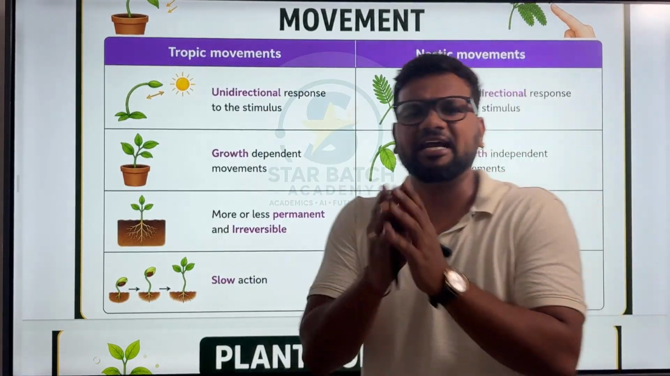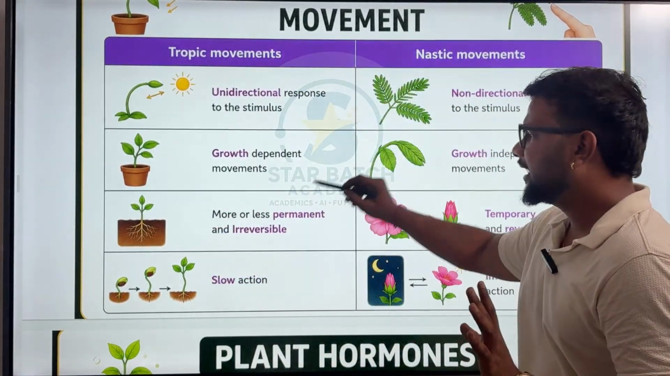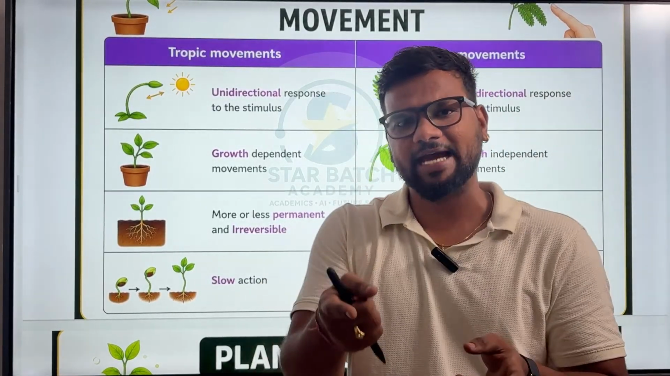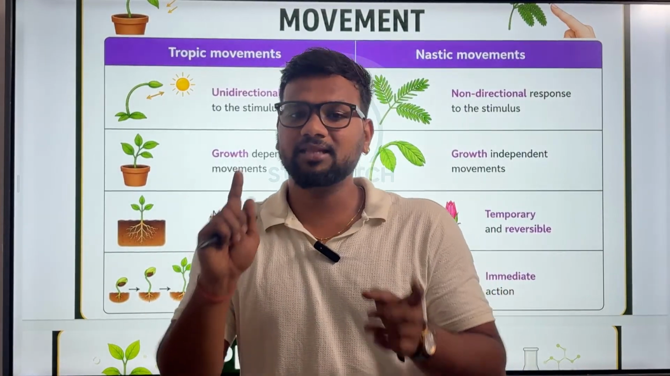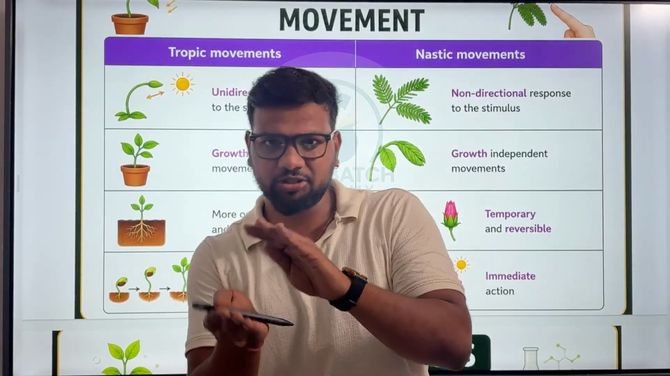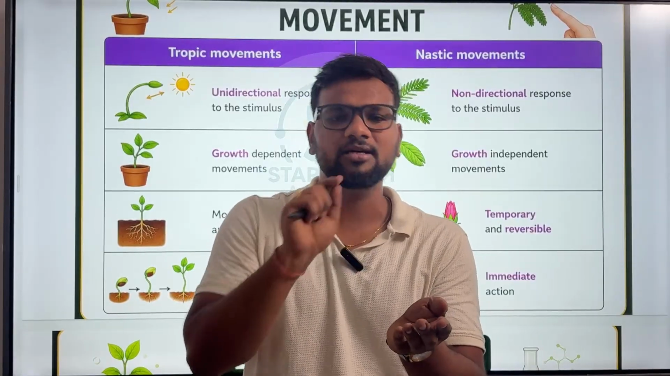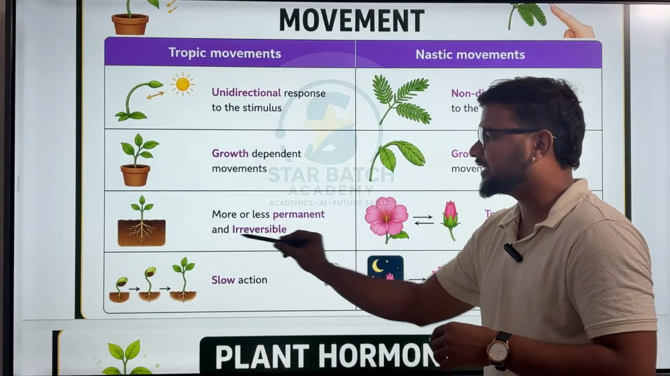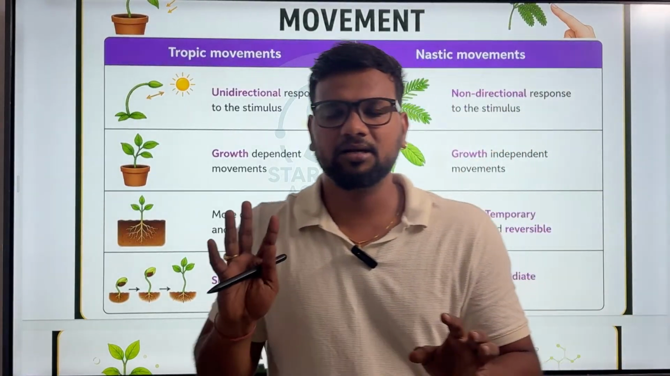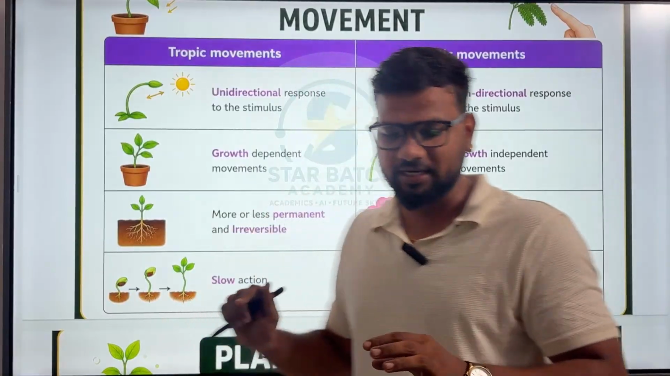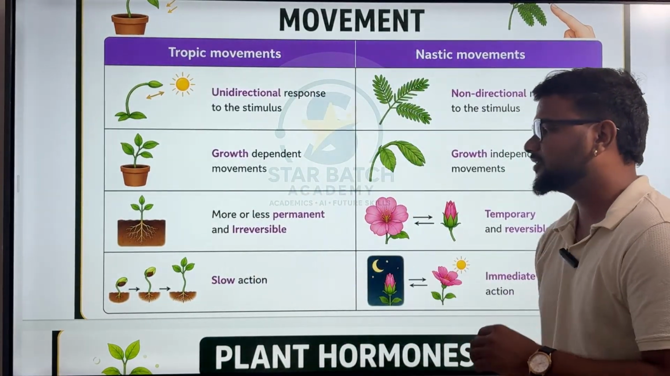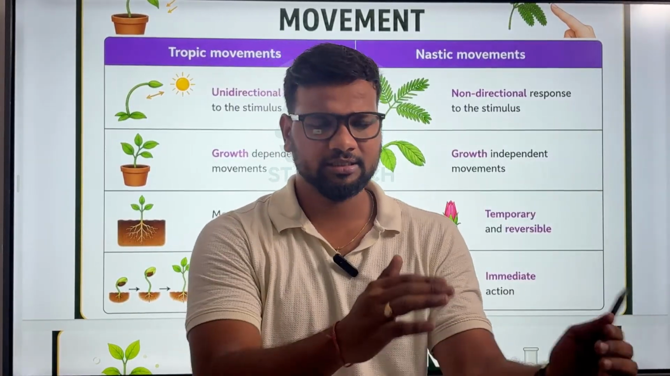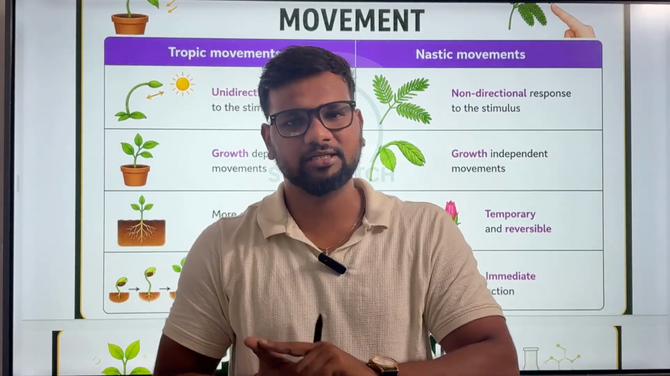And it is growth dependent. It is more or less permanent and irreversible. Irreversible means the action cannot be undone, while reversible means it can be changed again to how the shape or size was before. But here it is more or less permanent and irreversible, it can't be reversed. And it is a slow action, whether growth or anything else, it is a slow action.